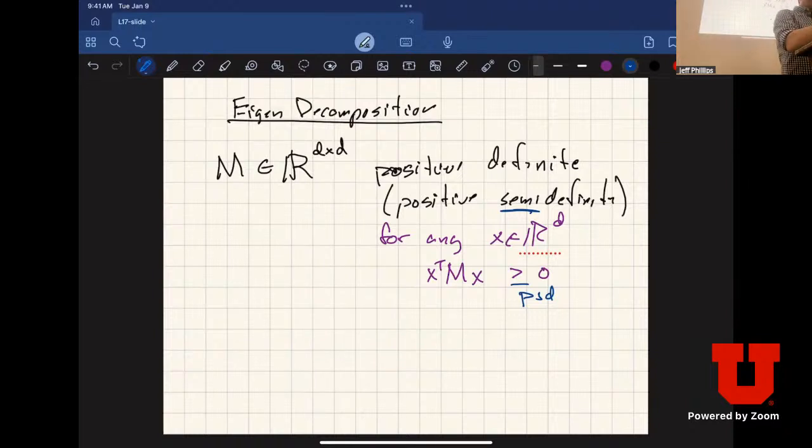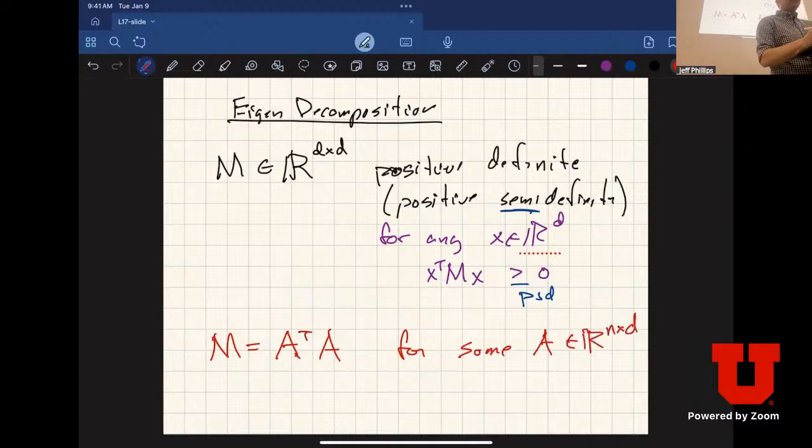Okay. We cannot worry about this because we're almost always going to get the M matrices we have by saying M is going to be equal to A transpose A for some A in R^(n by d). Okay.